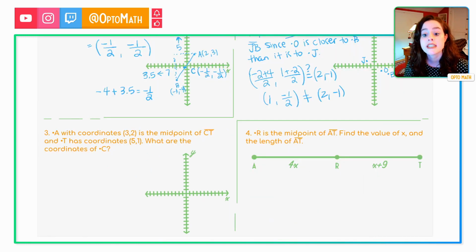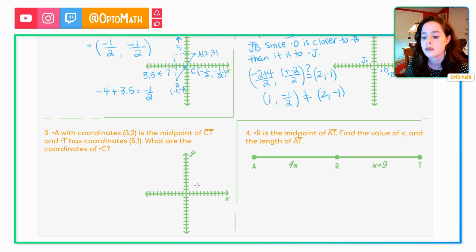JB. Taking a look at number 3, point A with coordinates 3, 2 is the midpoint of segment CT, and point T has coordinates 5, 1. What are the coordinates of C? Okay, so it's giving us the midpoint and one of the endpoints, and it wants us to find the other endpoint. So let's graph these.